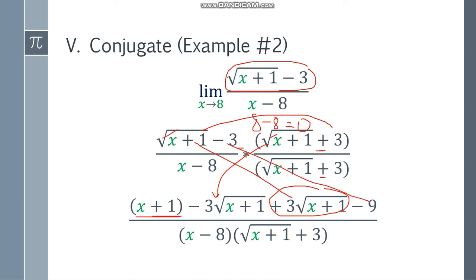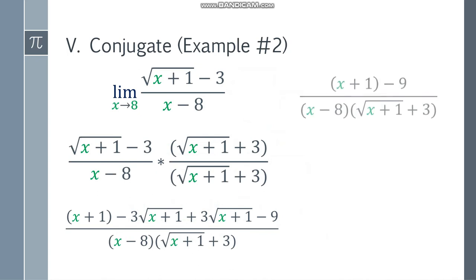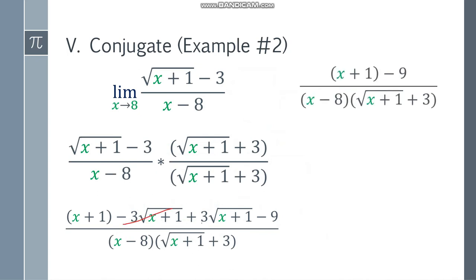Dito naman sa denominator, as is lang, ayoko muna siyang i-multiply. Magiging messy. So, mapapansin mo, na-cancel out na tong dalawa kasi difference of two squares eh. Ngayon, meron ka dito sa numerator part, x plus 1 minus 9, over the quantity x minus 8, multiply the quantity, the square root of x plus 1, tapos plus 3. Hindi kasama yung 3 sa square root.